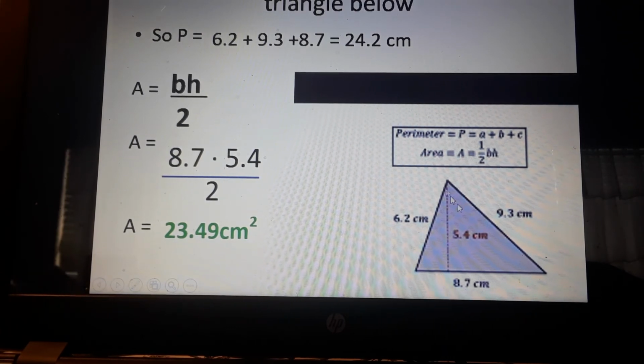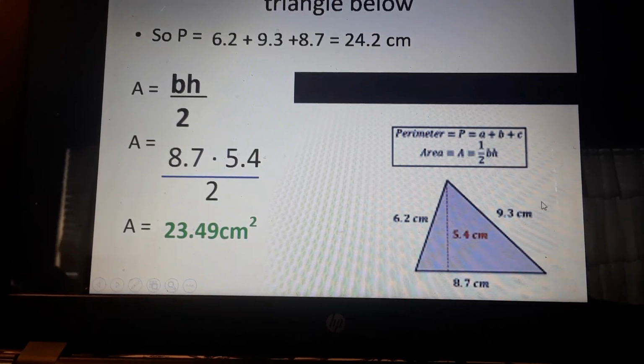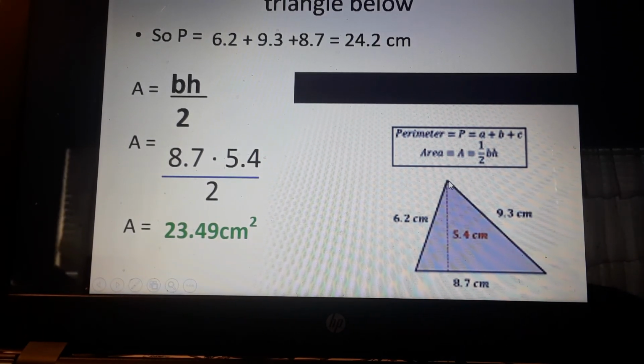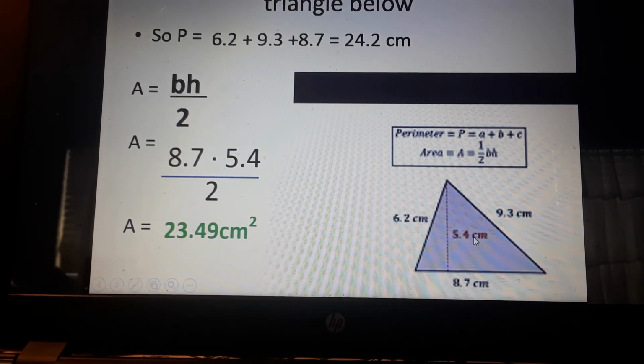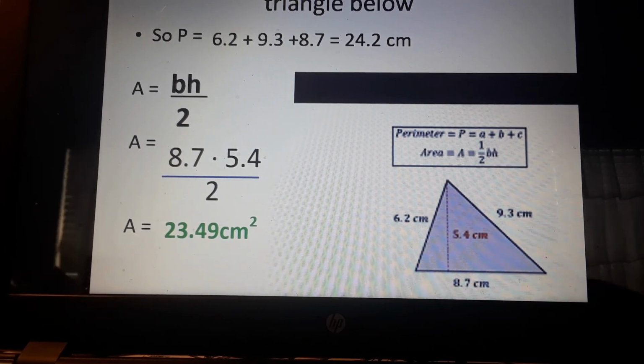And when we're doing the area, we don't need those other 2 sides. We just need the height and the base. So don't plug in 9.3, that's not the height. The height, by definition, is from the vertex to the bottom. And if it doesn't give you a right angle, and it gives you that little thing, assume it's the height. Technically, they should have a right angle there, but just assume it's the height, okay?